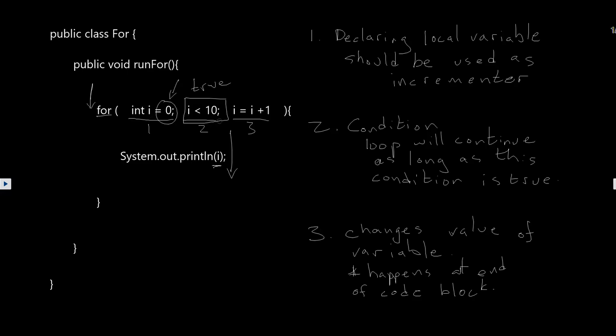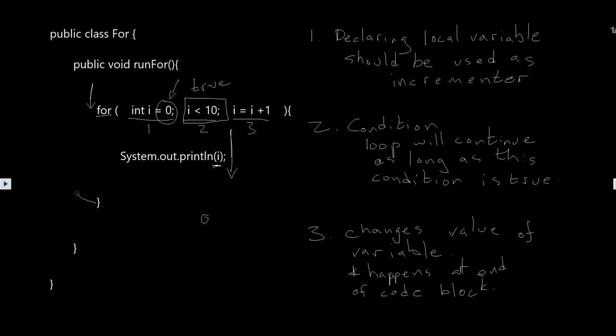It checks to see if this condition is true. Is it true? Okay, so the code block is going to execute. It runs through this, and it gets to this, and it says, print out I. What is the current value of I? 0, right? So it would print out 0.